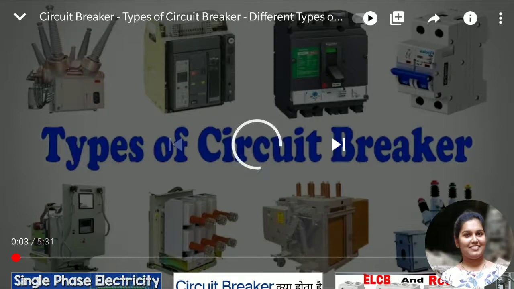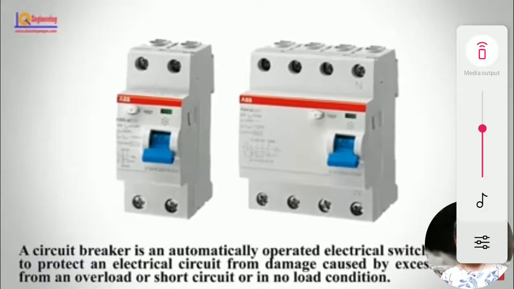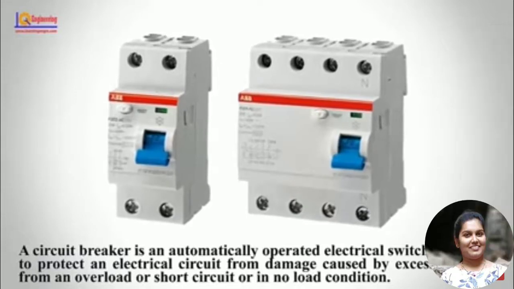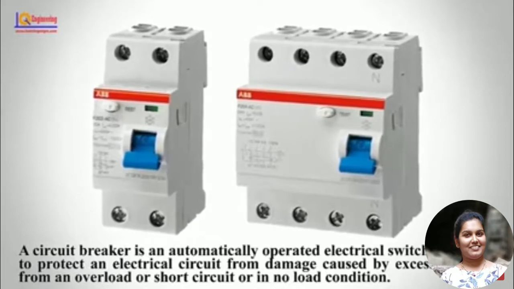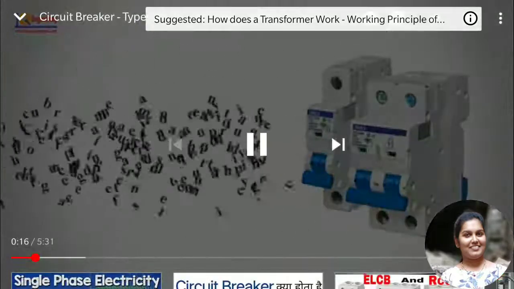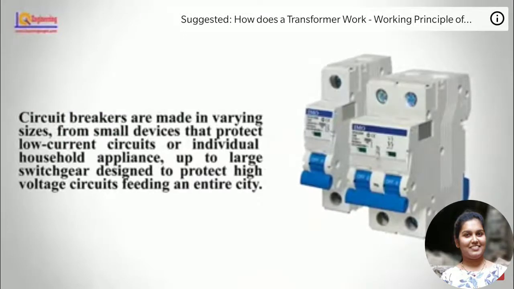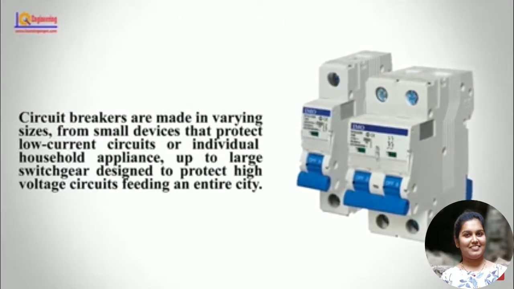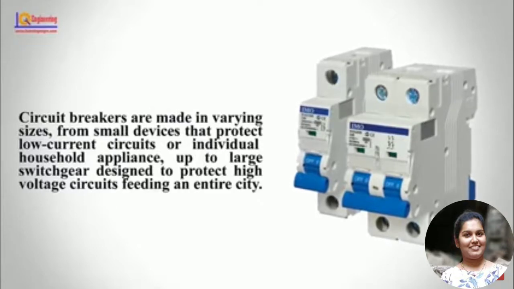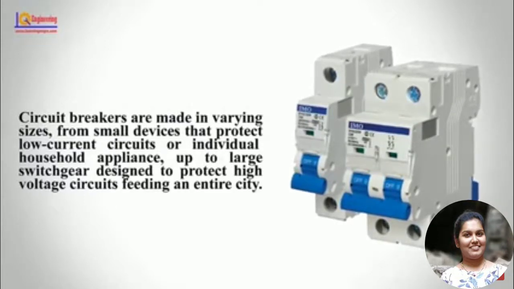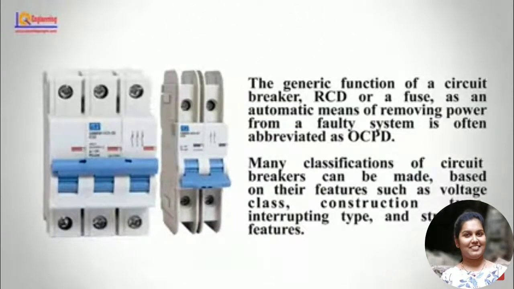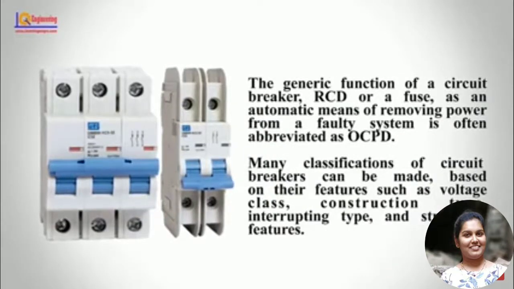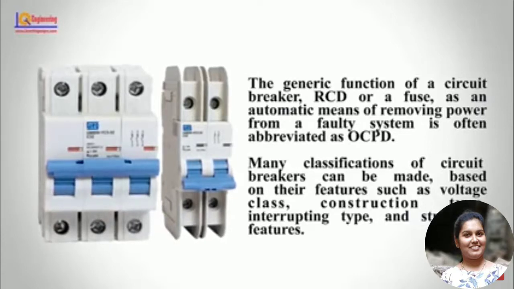A breaker is an automatically operated electrical switch designed to protect an electrical circuit from damage caused by excess current from an overload or short circuit or in no load condition. Circuit breakers are made in varying sizes, from small devices that protect low current circuits or individual household appliances up to large switchgear designed to protect high voltage circuits feeding an entire city. The generic function of a circuit breaker, RCD, or a fuse as an automatic means of removing power from a faulty system is often abbreviated as OCPD.